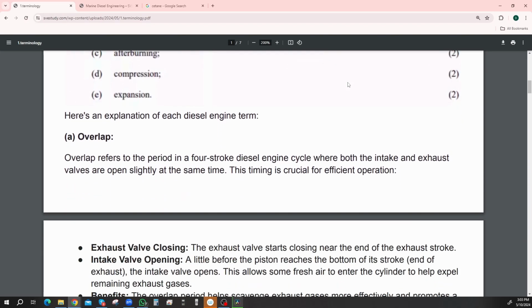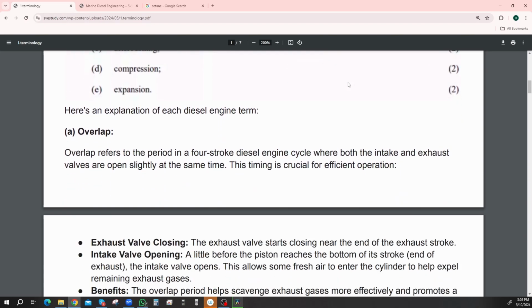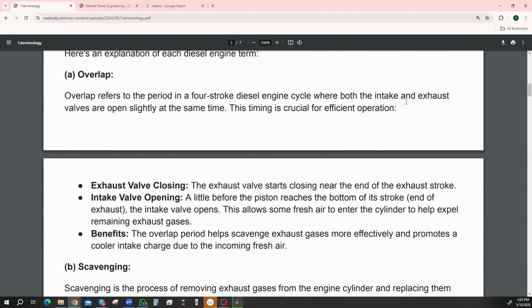Let's look at overlap first of all. Here's an explanation of each of these. Overlap refers to the period in a four-stroke diesel engine cycle where both the intake and exhaust valves are slightly open at the same time. This timing is crucial for efficient operation.